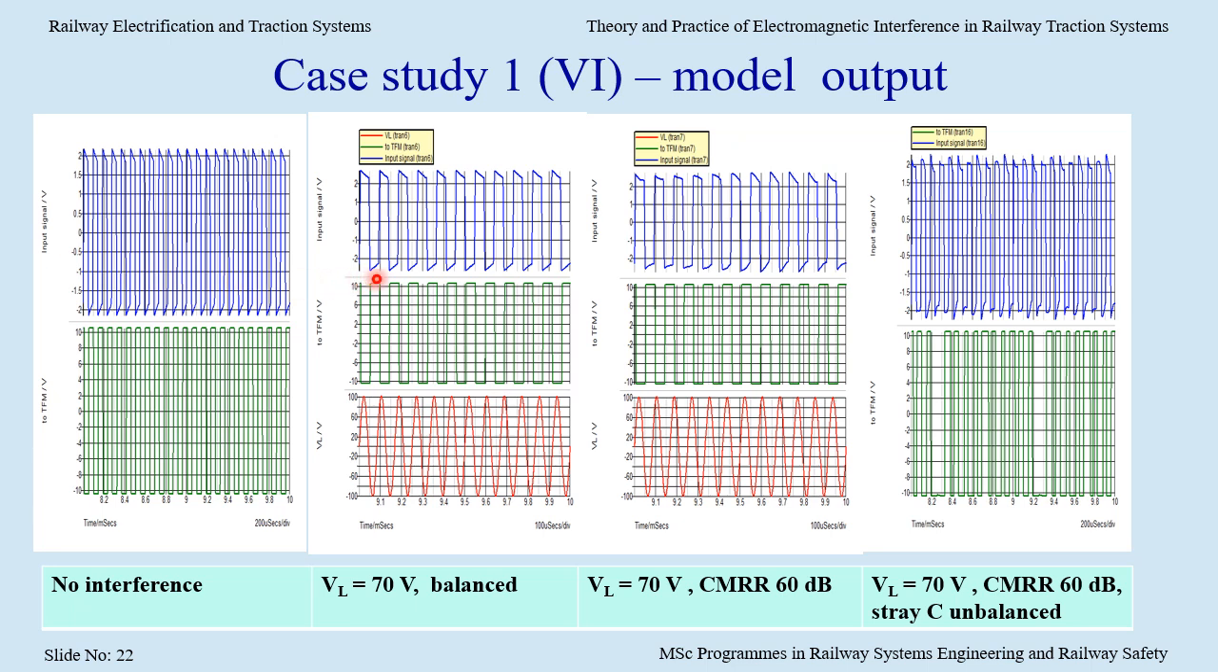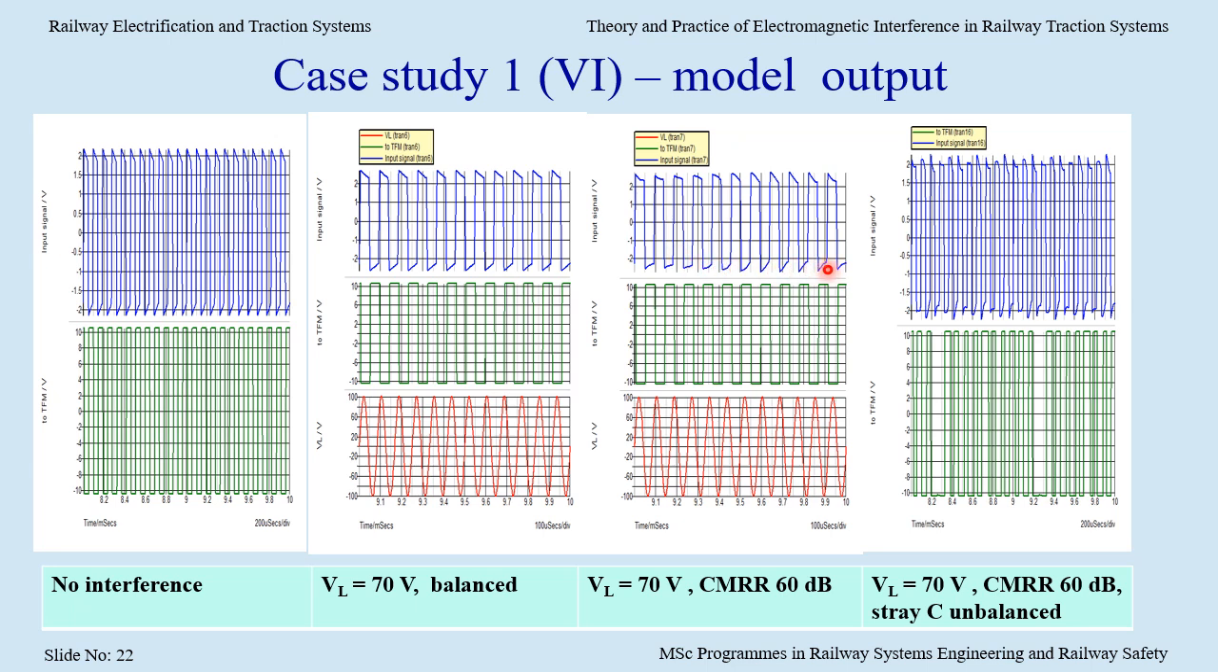In the second case, we have introduced 70 volts longitudinal voltage, but it's balanced. It's the same in each core. So again, there's no effect on the output. In the third case, we introduced an imbalance in the longitudinal voltage, 60 dB common mode rejection ratio. However, this is not enough to affect the output, as the Schmitt trigger rejects the slight perturbation.